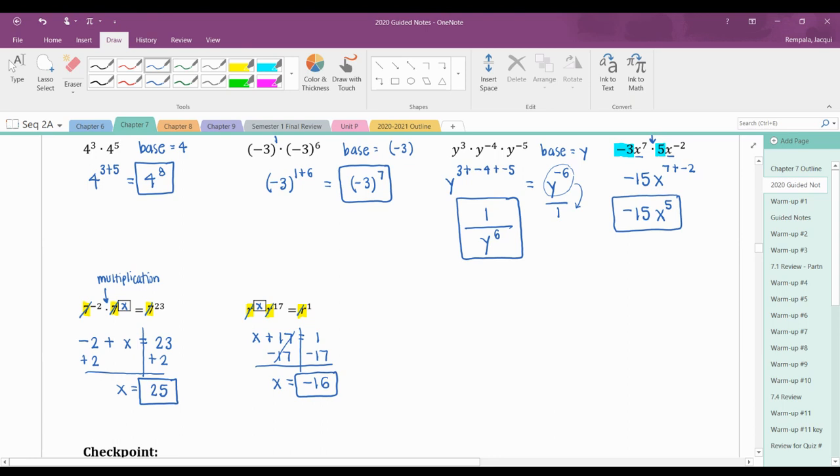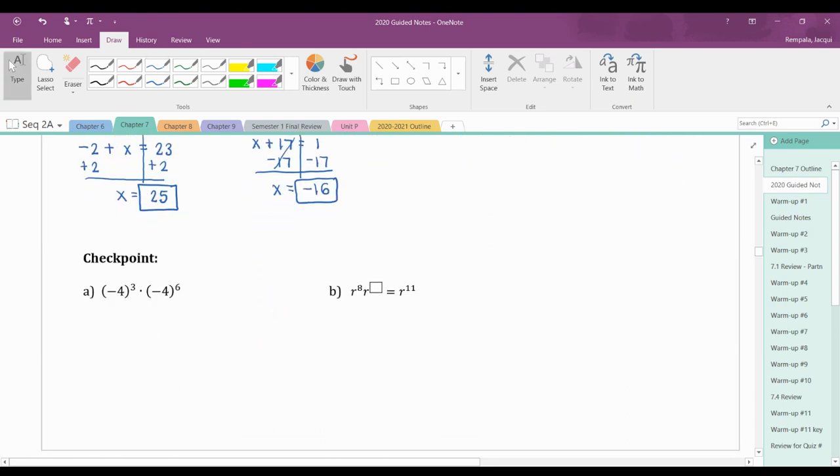That is my answer. I'm going to ask that you pause the video and see if you can come up with these two checkpoint problems and then unpause it to see my answers.